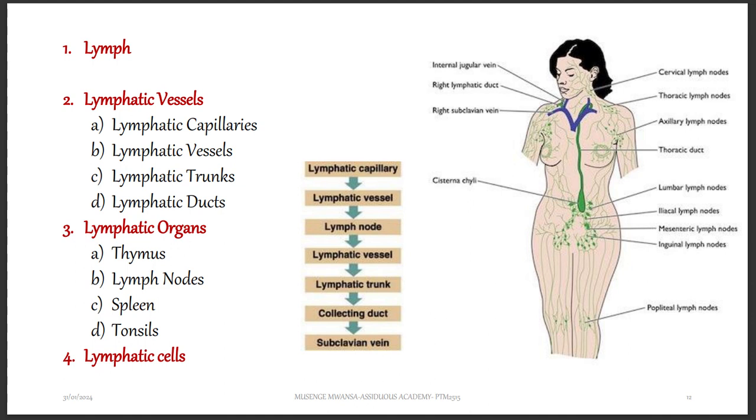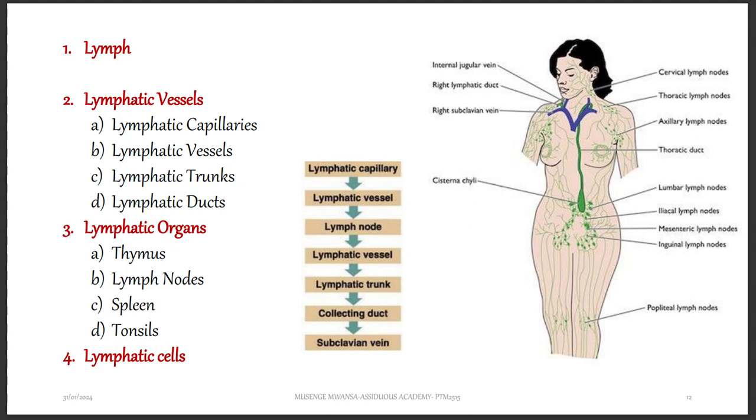When that fluid goes into the lymphatic vessels, which are like blood vessels, that same fluid becomes lymph. That lymph will be transported and it will go back into the veins. It becomes again blood. Okay, so that is how these alternate.